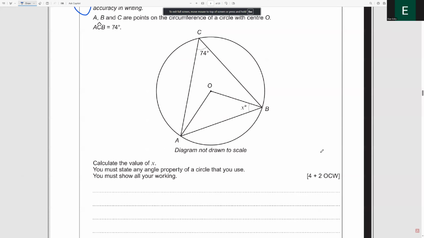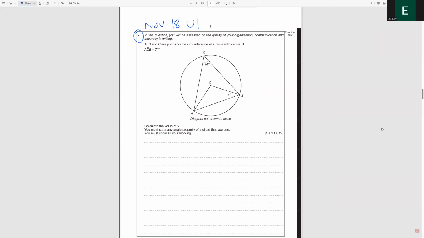Okay, so this one is OCW. They obviously want to see some subheadings. And we want to work out the value of x. So have a look at the circle and maybe write down what circle theorems you think will be useful. You might think, right, okay, I can see there's an angle at the centre of the circle and an angle at the edge. Angle at the centre is twice angle at circumference. Don't know if there are any others that will be useful there.